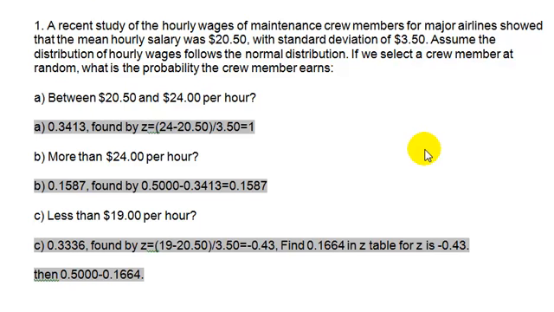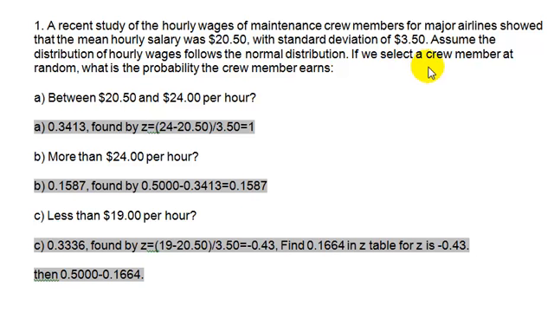Okay, answers to the homework of chapter 7. A recent study of the hourly wages of the maintenance crew members for major airlines showed that the mean hourly salary was 20.5, with a standard deviation of 3.5. Assume the distribution of hourly wages follows the normal distribution.